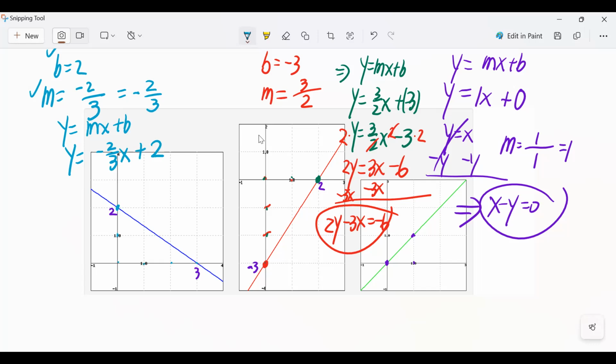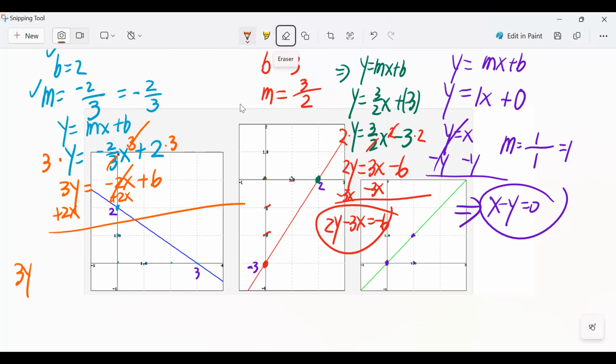Next up, we're going to multiply every single term by the denominator 3. 3 here, 3 here. We get 3y equal to, cancel the 3, -2x plus 6. Now from there, add 2x to both sides of the equation. And so that's 3y plus 2x equals 6. Alright, so that's the blue equation, right? The equation for the blue line. Any question about this?